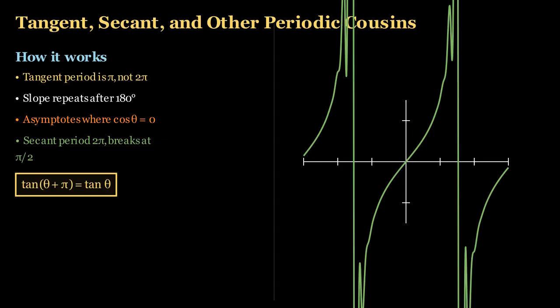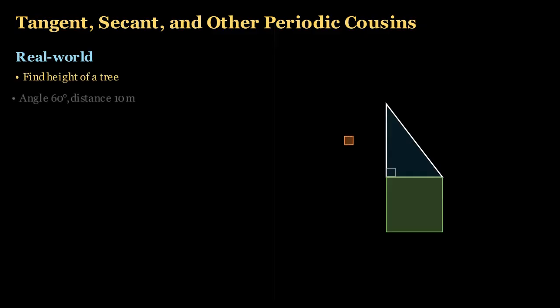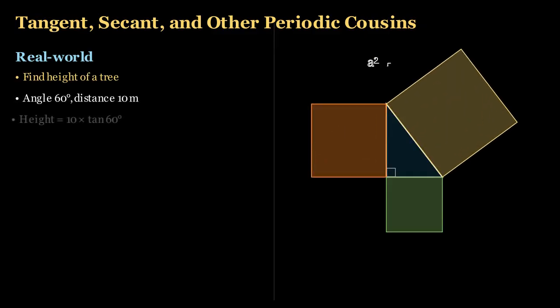Notice we did not need the leaning ladder's length, just the ground distance and the angle. Tangent gave us the height directly. The same method works for any tall object, a building, a mountain, even a star if you know the baseline.